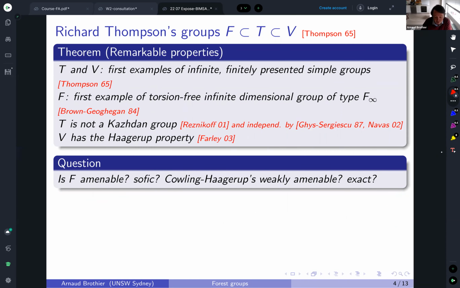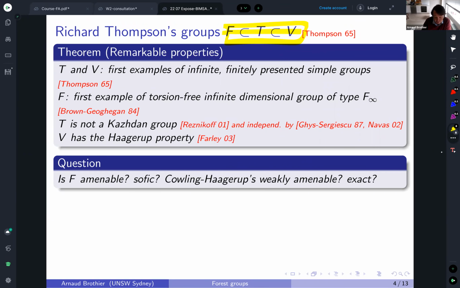So the first thing is that T and V. So remember, you have this hierarchy, F inside T inside V. Well, T and V, they are actually the first examples to witness the following: they are infinite. Well, it's easy to see. They are finitely presented, and moreover, they are simple. They don't have any non-trivial normal subgroup. So it's amazing. You had to wait until '65 to have such an example with this Thompson group. And in fact, Thompson's groups are, until today, the primary source of simple groups with nice finiteness properties. So that's why they are so much studied.